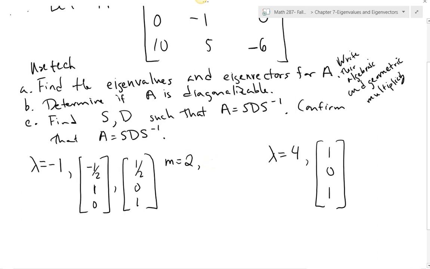Angel, what's its geometric multiplicity for lambda equals negative 1? All right. You want to help him out, Jerry? 2, how do you know? Yeah, there's 2 vectors in this eigenspace. So the eigenspace here, which is made up of negative 1/2, 1, 0, and 1/2, 0, 1, is 2-dimensional. So that means that its geometric multiplicity is 2, right? It's the dimension of its eigenspace. Yes, number of vectors.